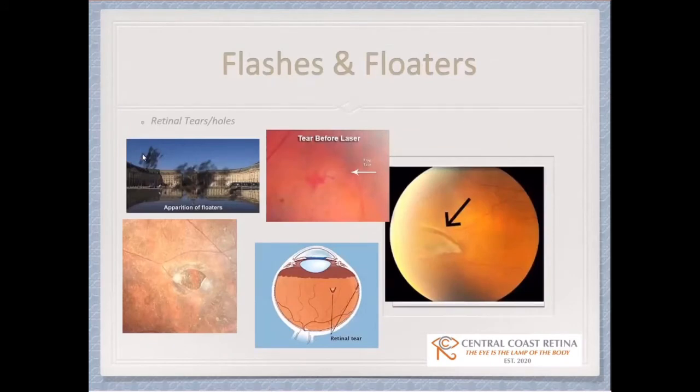So again, the description would be more like black shadows in their vision, more acutely, more abrupt. And then when we look inside, we're looking for any spots of blood that could identify a hole or a tear in the retina. This is an example of an operculated hole. This is an example of a tear that looks like a horseshoe tear of the retina. Here's another atrophic hole that can be found.